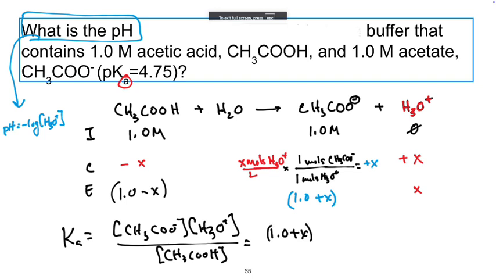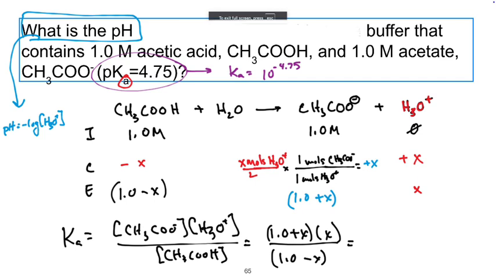(1.0 plus X) times X over 1.0 minus X. This equals the Ka. What was I given? Somewhat irritatingly, the pKa. So what would I have to do? The Ka will equal 10 to the negative 4.75. I can sub that back in down here, negative 4.75. And what can I now solve for? X.